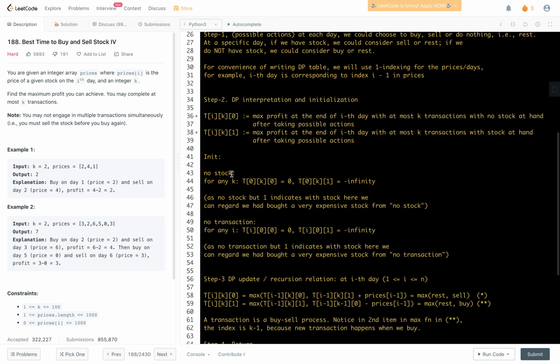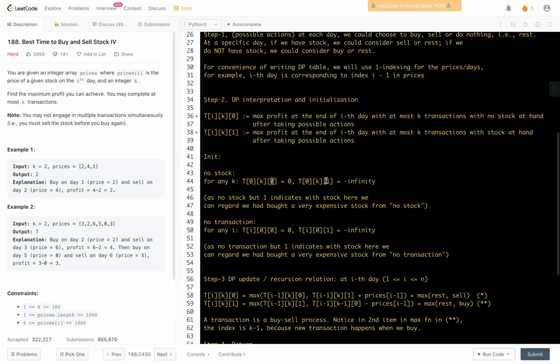Now let's look at the initialization. The initialization is also not trivial and can be important. We consider two cases. First, we have no stock, in other words, at day 0. Again, we are using one indexing. If we do not have stock, then for any number of transactions, no stock corresponds to i equals 0. We haven't looked at the prices yet. So T[0][k][0] equals 0, right?